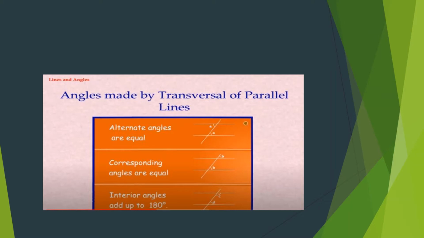Angles made by a transversal of parallel lines. Now you can see in the figure which two angles are called alternate, as shown in the figure, one on the left side and the other on the right side. One is above the parallel line, and the other angle is on the second line. Corresponding angles are on one side of the transversal, like A and B shown, and interior angles add up to 180 degrees, which are the interior angles in between these two parallel lines.